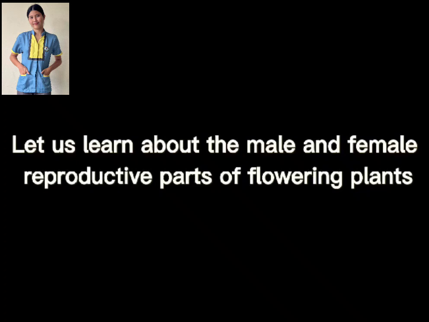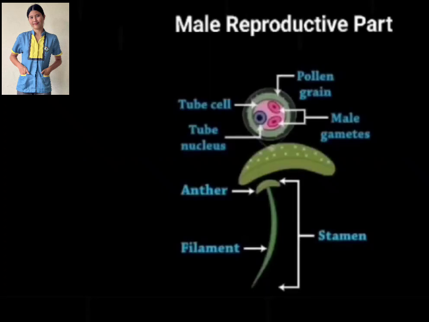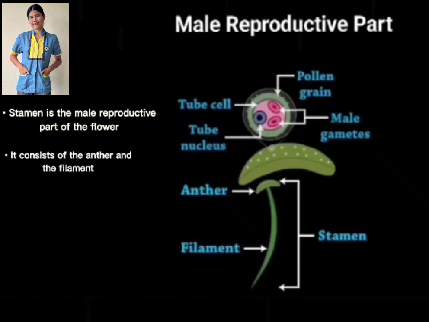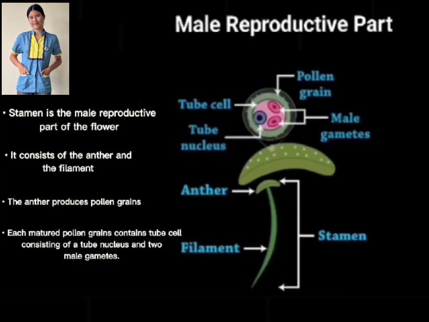First one is the male reproductive part. The stamen is the male reproductive part of the flower. It consists of the anther and the filament. The anther produces pollen grains. Each mature pollen grain contains a tube cell consisting of a tube nucleus and two male gametes. That is the male reproductive part of the flower.